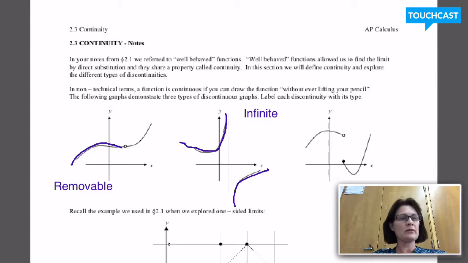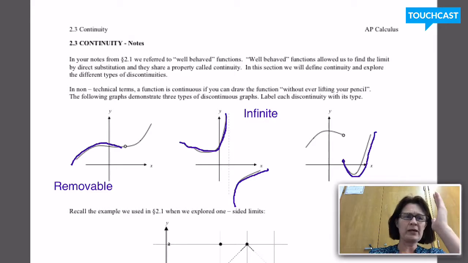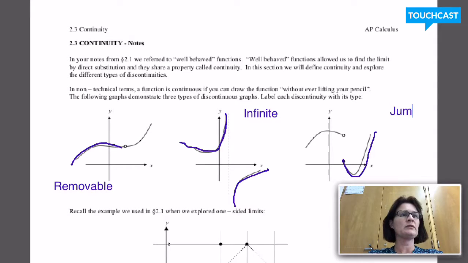This last type, you can see I would have a problem if I was trying to draw this without picking up my pencil, even if I tried to draw from the easy direction. I could draw my dot there, but when it's time to draw the other piece of my graph, I'm going to have to pick up my pencil. So here, there was no place where my graph went up toward positive or negative infinity, so it's not an infinite discontinuity, but you can see how there's a break in the graph. We call that a jump discontinuity. So you're going to need to recognize all 3 of these types. Make sure that those 3 words are written in for you. You'll have to be able to identify them.